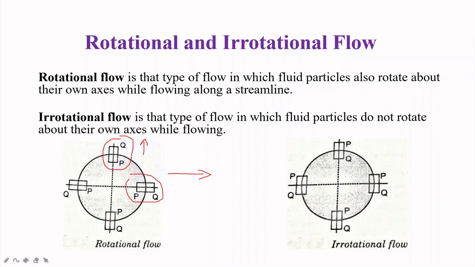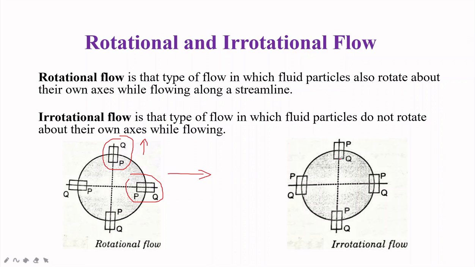When it comes here, it is again PQ, not this type, but the mirror image of this. When it comes here, it's also a mirror image of this. So it is rotating. The fluid particle is rotating about its own axis while flowing along a streamline. It is called rotational flow.